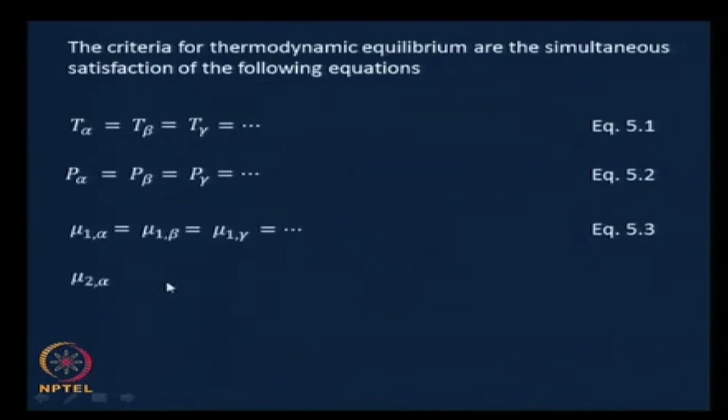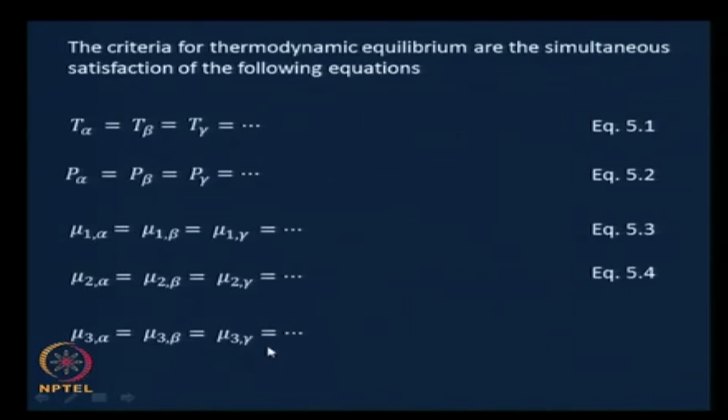Mu 2 alpha equals mu 2 beta equals mu 2 gamma and so on. This is the chemical potential of component 2 in the various phases alpha, beta and gamma. They must all be equal, equation 5.4, and we wrote one more equation, and then we said we need to write as many equations as there are components. For the third component, mu 3 alpha equals mu 3 beta equals mu 3 gamma and so on. This was equation 5.5, and we could write as many equations as there are components.